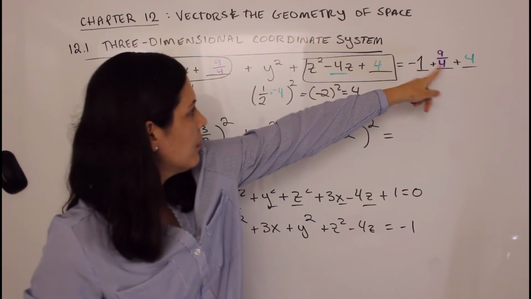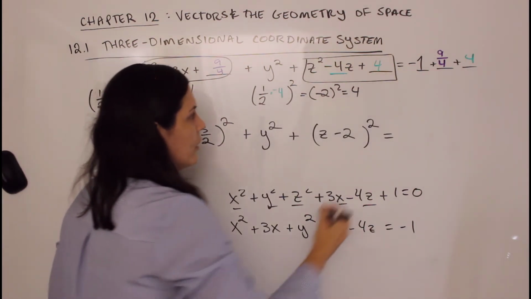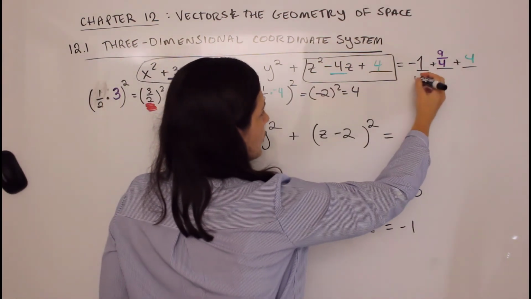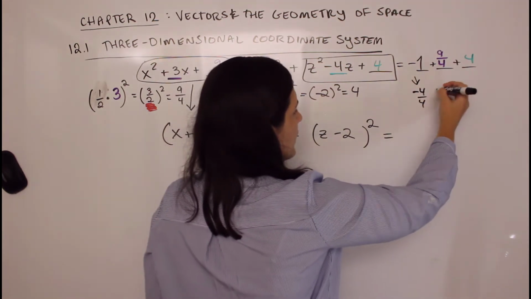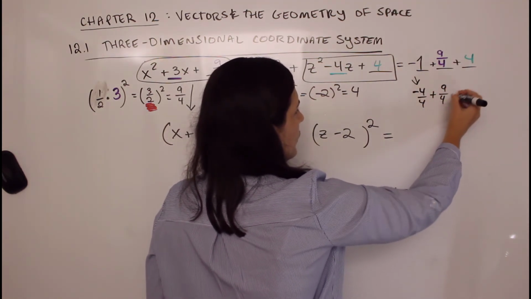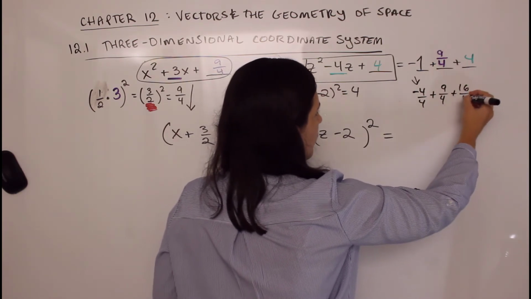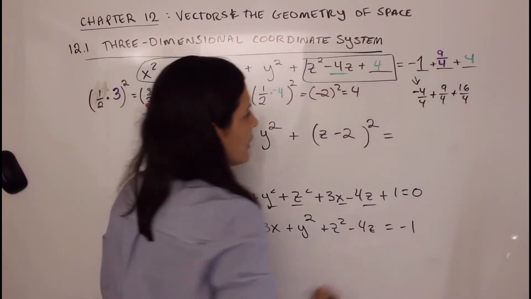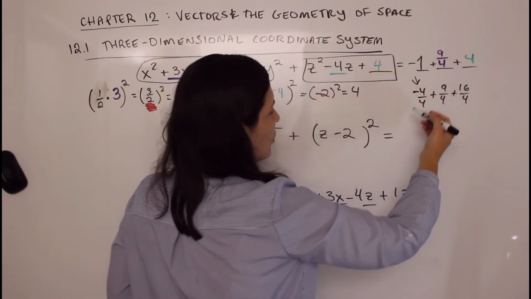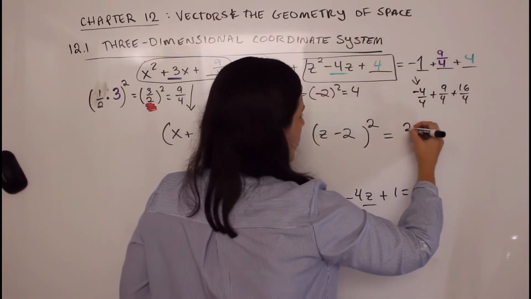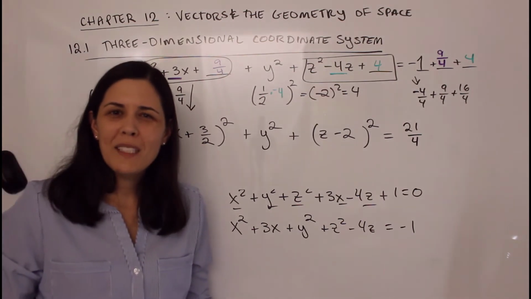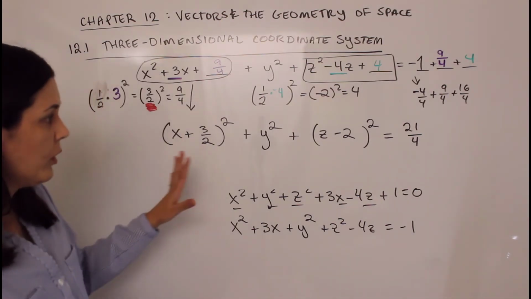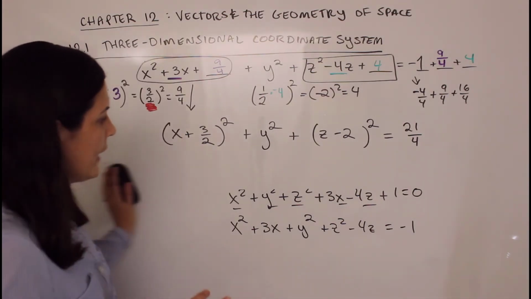And I just need to make that right side look a little better. Let's get a common denominator. So this is -4/4. This one's going to still be 9/4, and that's going to be 16/4. So that's, let's see, 25 minus 4. That's going to be 21/4. Not a very nice number, but that's okay. So now we're pretty much done as long as we answer the question.